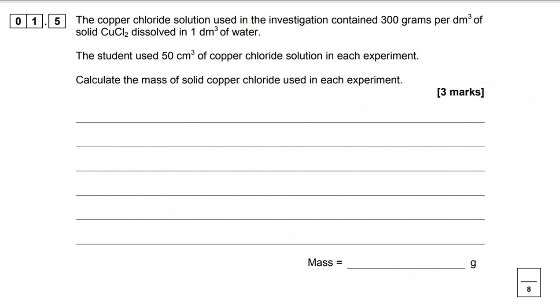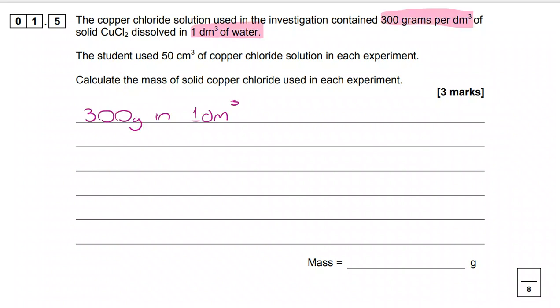the copper chloride solution used in the investigation contained 300 grams per decimeter cubed of solid copper chloride dissolved in 1 decimeter cubed of water. But the student took a 50 centimeter cubed sample of that solution each time. So what mass of solid copper chloride was used in each experiment?